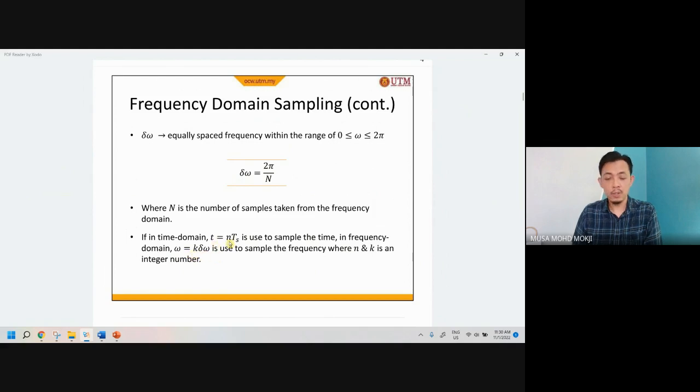Time domain, T equals NTS. Frequency domain, omega equals K delta omega. N is the discrete time. K is the discrete frequency. To sample the frequency, N and K are integer numbers. N must be an integer, K must be an integer, because it is a sample.